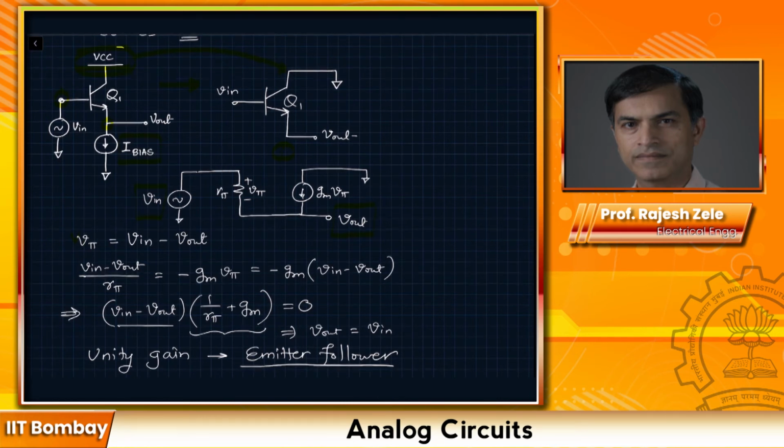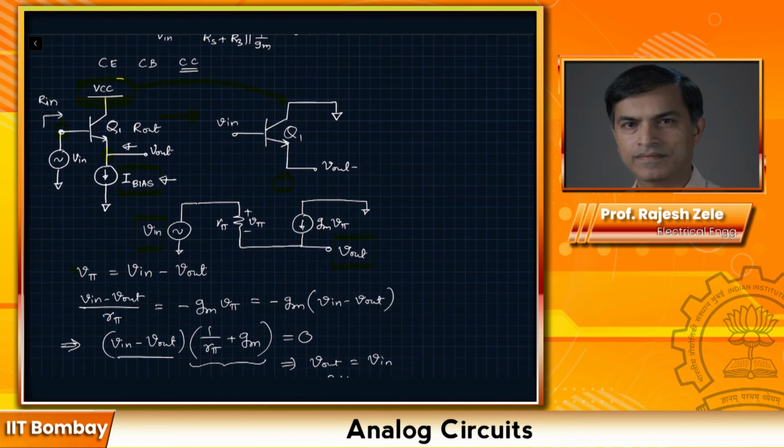Let's look at the input and output resistance characteristics of the emitter follower amplifier. You can see first of all that R in of this amplifier is going to be infinite, because the bias current I bias looks like an open circuit from the AC point of view. Let's try to figure out the output resistance looking back in here, R out, and then you will understand the importance of this particular amplifier.